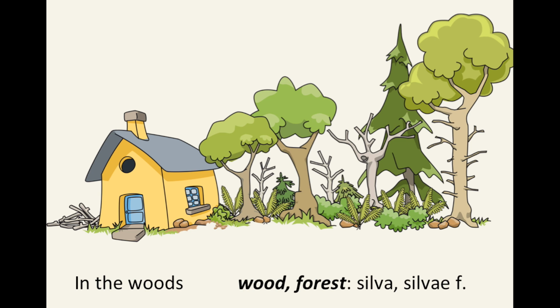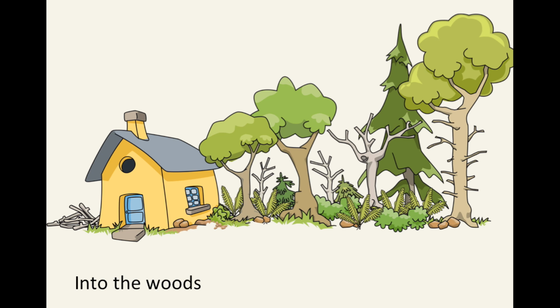Right, so let's try some examples and see how we can do. Example 1. How would you say in the woods? The word for wood or forest is silva, and in this context it should be used in the singular. Got it? In silva. How about into the woods? In silvam. In this example, silvam is the accusative form, and in the previous example, silva was in the ablative.